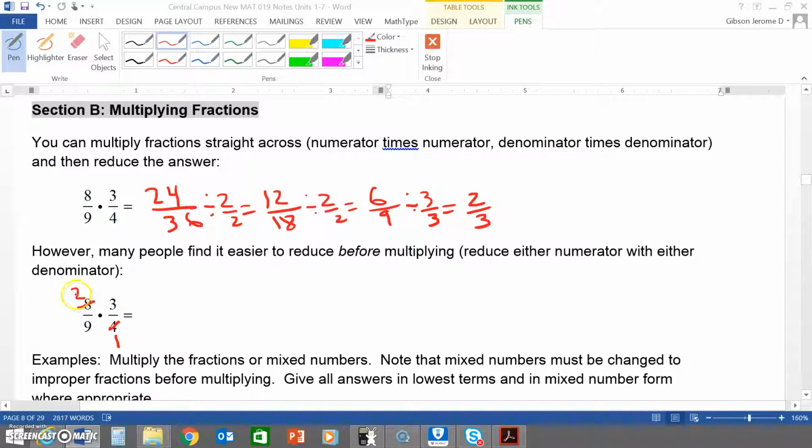Now we look here. 2 has nothing in common with 9, and 2 has nothing in common with 1. So now we look here at this 3. 3 has nothing in common with 1 except for 1, but 3 and 9 both have 3 in common. So we could divide this by 3 and give us 1, divide 9 by 3, which would give us 3. So our new fractions would be 2/3 times 1 over 1, which is just 2/3, which is what we got from the previous problem.